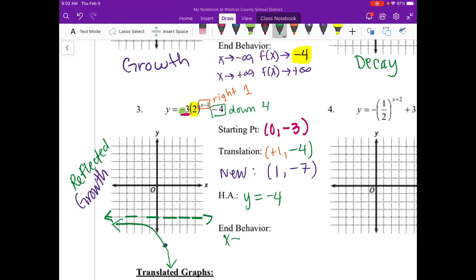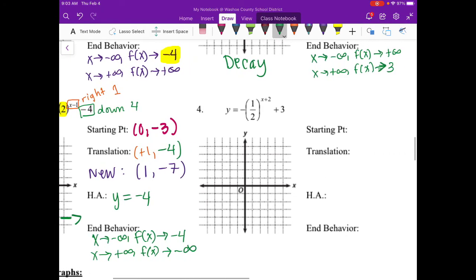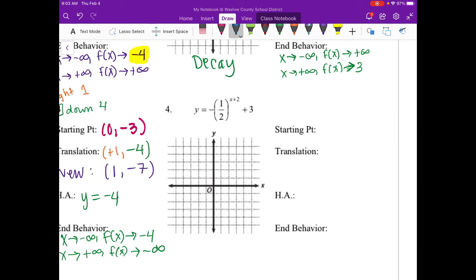So in this case, my end behavior, as I go to the left, this changes things a little bit. Now I'm going towards negative 4, but as I look at the right side of my graph, now I'm going down. So just be careful. Let me fix that, negative infinity. Be careful if the graph is being reflected. That's going to affect your end behavior. It's still technically a growth, but it is reflected because of that negative. Okay. All right, last one here.